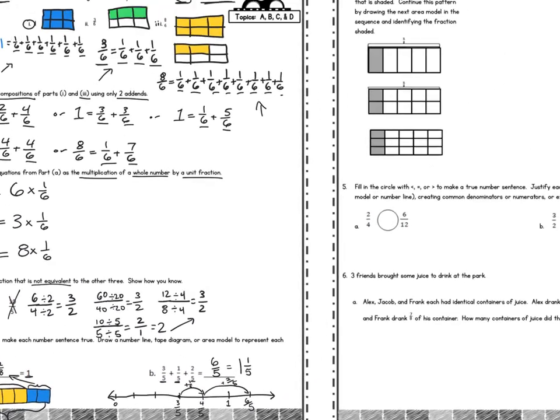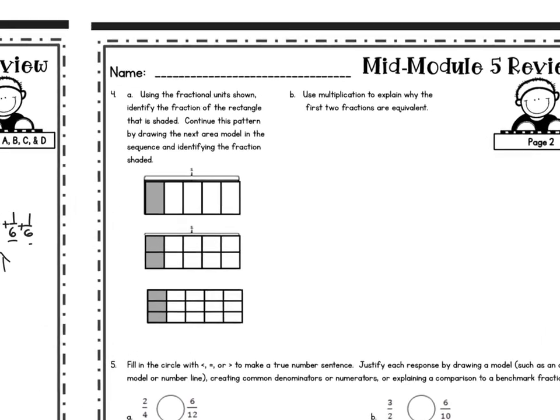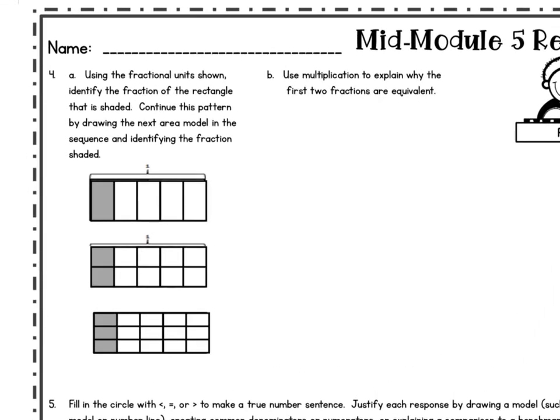So moving on to the back side of the paper. For problem 4, we have 2 parts here. The first part asks us, using the fractional unit shown, to identify the fraction of the rectangle that is shaded, and then to continue this pattern by drawing the next area model in the sequence and identifying the fraction shaded. So we can see in this first problem here that we have 5 equal parts and one of them shaded, so we have 1/5.